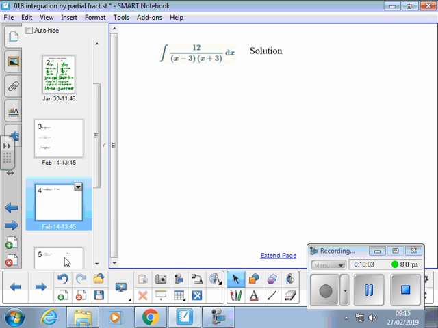So, from last week, we'll go through this one together. Where do we start? We've got 12 over x minus 3 times x plus 3. How do I turn that into two partial fractions? We have to say, no, we can't just do that, can we?